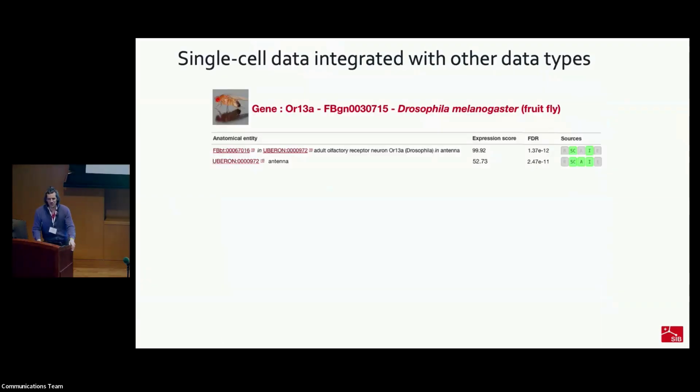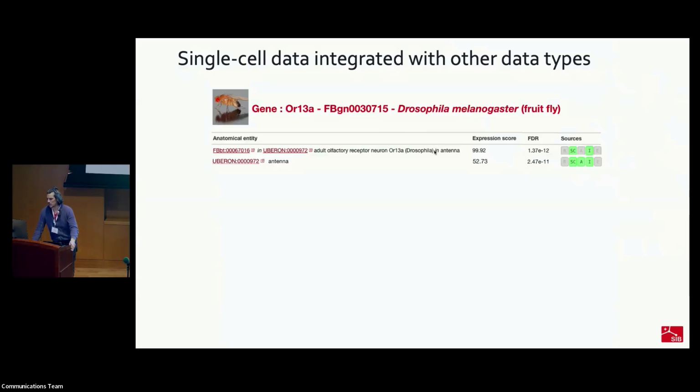So when I say that we do integrate data between data types and experiments, I show you here the example of the Drosophila gene, olfactory receptor OR13A. And on the right here, those are the sources of data. We have single-cell data, in situ hybridization data, Affymetrix data, and we do integrate all of that to provide one answer to the question, where is this gene expressed? And we identify that the top expression of that gene is in the exact corresponding olfactory receptor neuron type, the OR13A olfactory receptor neuron.